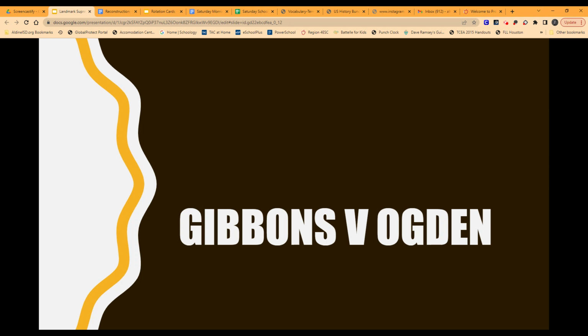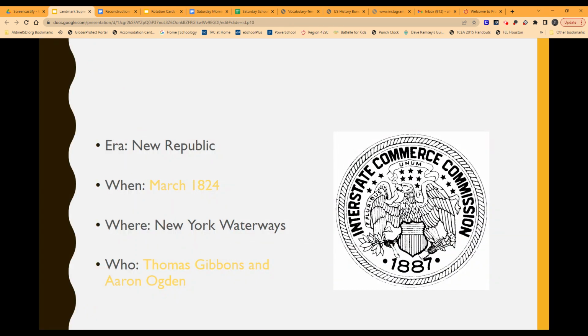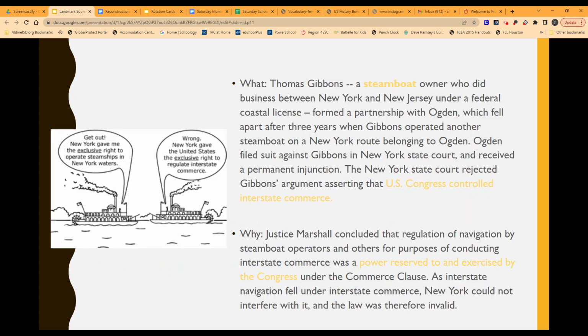Gibbons v. Ogden again takes place during the New Republic, March of 1824. It involves the New York waterways. Who was involved? Thomas Gibbons and Aaron Ogden. Okay, so what was going on? Thomas Gibbons was a steamboat owner who did business between New York and New Jersey under a federal coastal license.